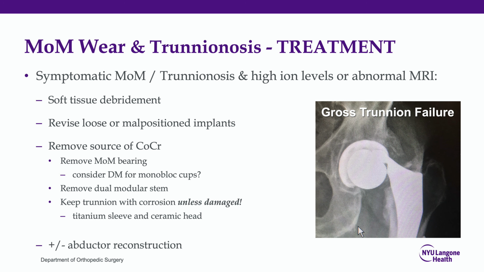At revision surgery, you start with soft tissue debridement, removing all the metal-stained tissue to the extent that that's possible. Obviously, you don't want to cut out the abductor, but do everything you can. You're going to revise any loose or malpositioned implants, but you have to remove your source of cobalt chromium. And so even if your femur and your acetabulum are well fixed, if you've got a metal-on-metal bearing, typically you'll be removing both sides of that bearing couple.